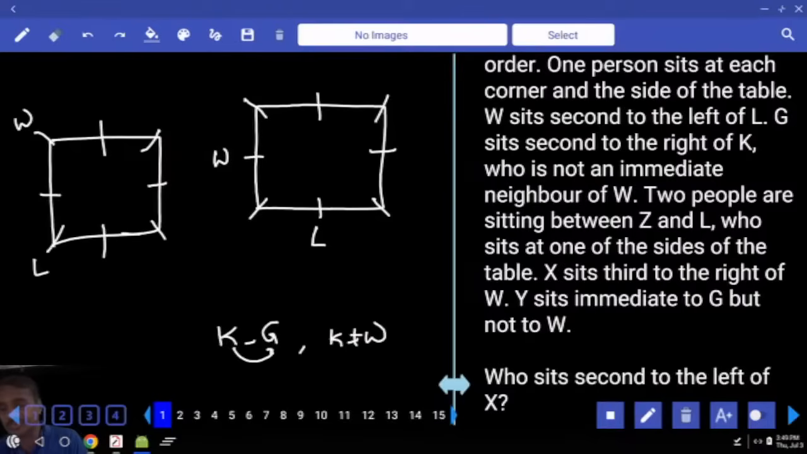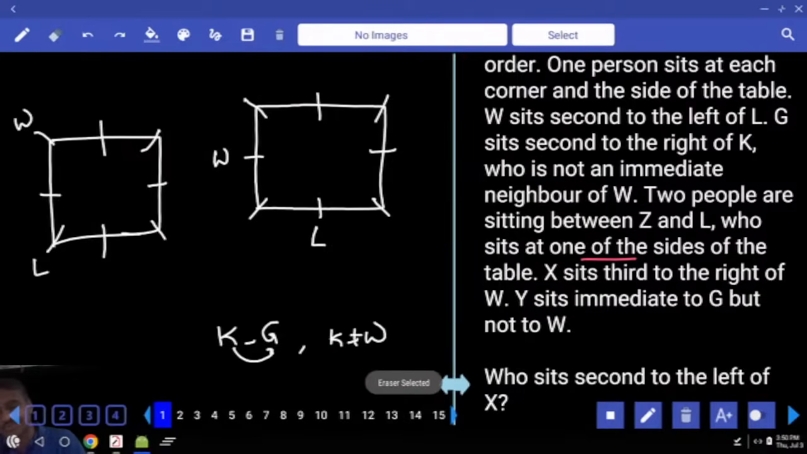There are two people between L and Z. L sits at one of the sides of the table. Now L is at one of the sides of the table, clearly given, and so this case is ruled out. Next, there are two people between Z and L. Between Z and L, how many people are there? Exactly two people.